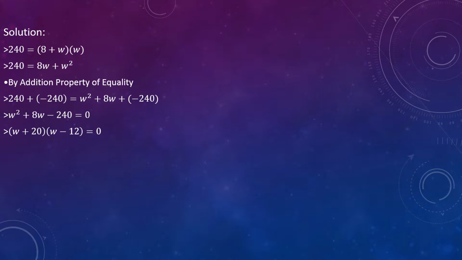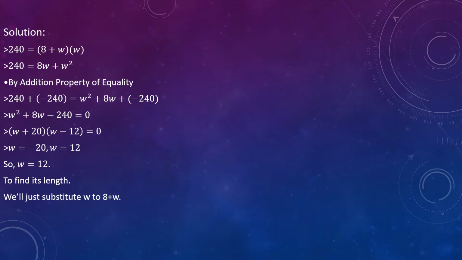Now we need to find the factors, which are W plus 20 and W minus 12. Since we already have the factors, to find the value of W, let's equate each factor to 0. Now we have two values for W, which are negative 20 and 12. In finding the measure of its width, it's very obvious that we disregard negative 20 and we let positive 12 be our width. So our width is equal to 12.